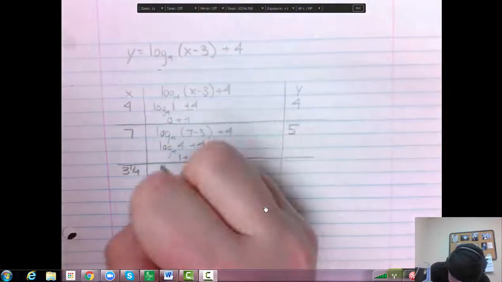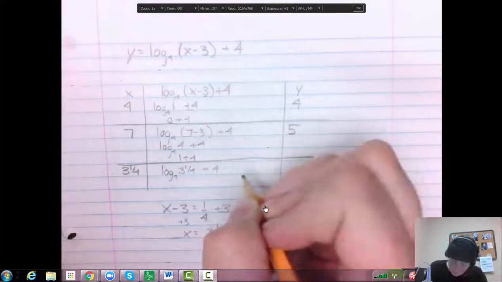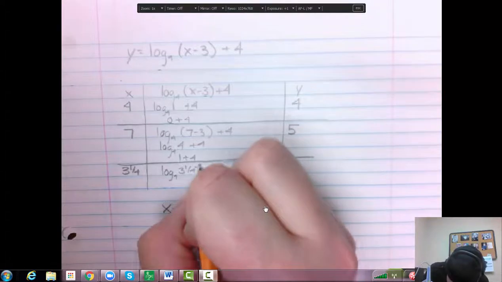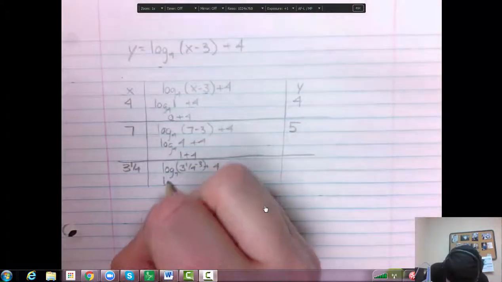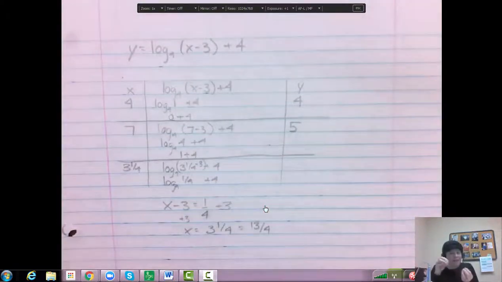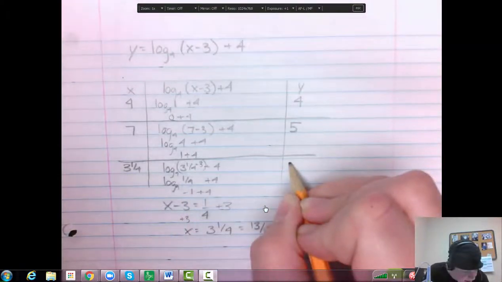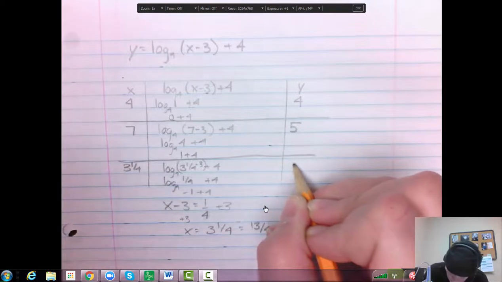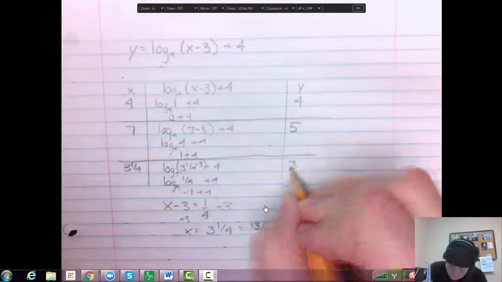Okay, so I'd have log base 4 of 3 1/4 minus 3, plus 4. Oops, minus 3. So what is 3 1/4 minus 3? Well, it's going to give us the fourth that we wanted. So we'd have log base 4 of 1/4, plus the 4. 4 to what power gives us that 1/4? That's our -1 that I was talking about. So I'd have -1 plus 4, which gives us 3.